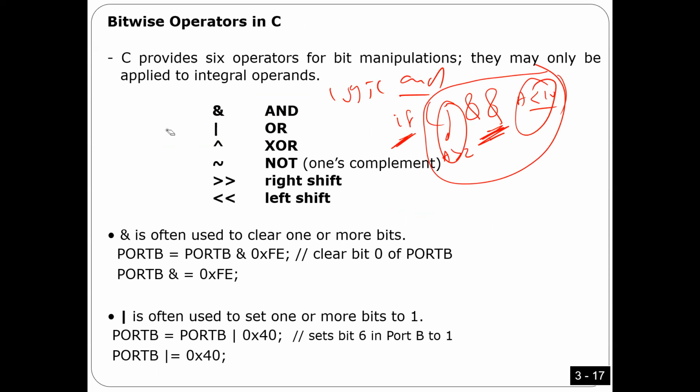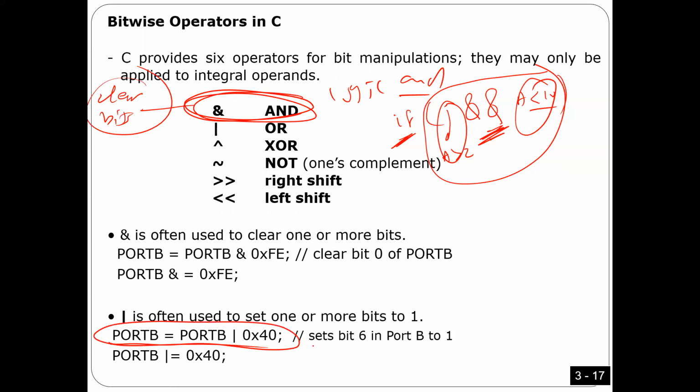Okay, one more thing before I leave this one. As I explained in chapter 2, how can you use logic AND? We use logic AND in order to clear some bits. Same thing we are going to do here. You are going to use logic AND if you want to clear some bits. Okay, you can do something like that.